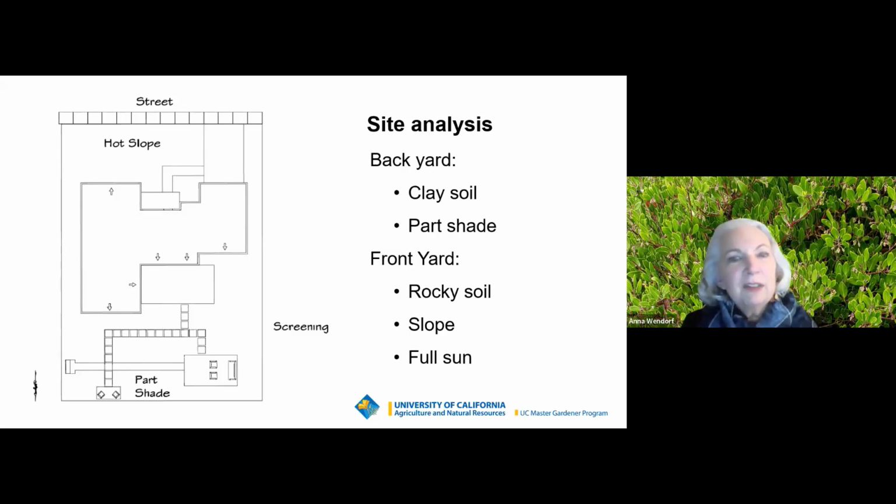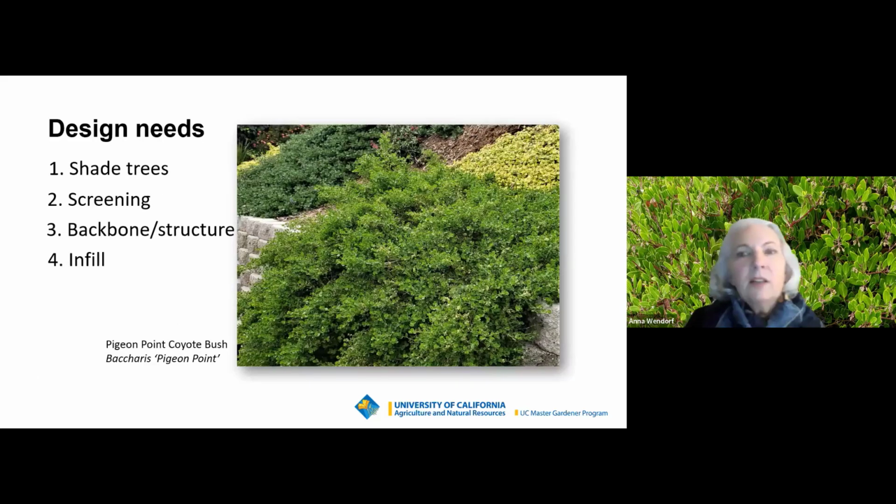So this is our fictitious yard, has clay soil and part shade in the backyard. And the front yard, it's a hot, full sun slope. So let's see what we can come up with here. To analyze your site, these are the design needs. You've already assessed what kind of soil you have, how much light, and so forth. But now you do have design needs as well.